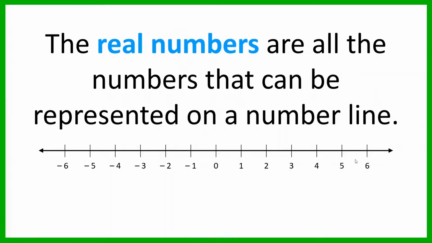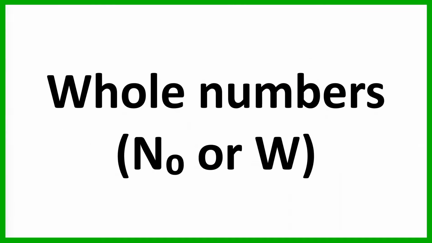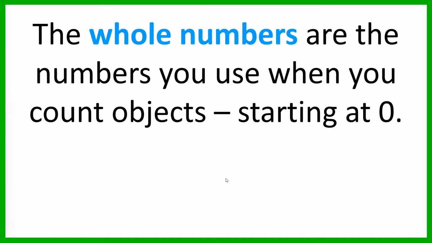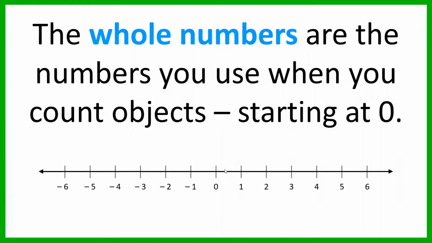So if you look at the number line over here, any number that can go anywhere on this number line is part of what we call the real number system. We've already learned about whole numbers, which are part of the real number system. They have the symbol N0 or W, and they are all the numbers that we use when we count objects starting at 0. So if you look at the number line over here, the first whole number is going to be 0, and then we've got 1, 2, 3, 4, 5, 6, and so on, going up to positive infinity.